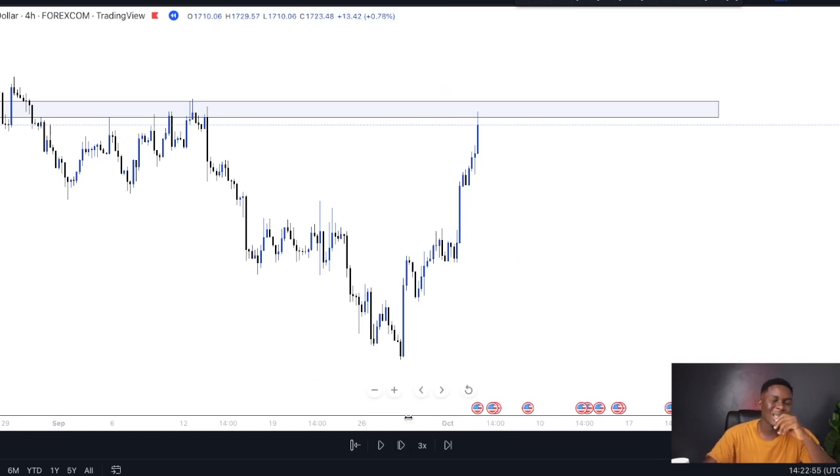Now, we're going to look for some strong indications. Now, some people might call it a bullish engulfing, a bearish engulfing, but we are going to call it momentum candles. Now, the momentum candles are basically candles that have little or no wicks at all, right? So we are going to be waiting.